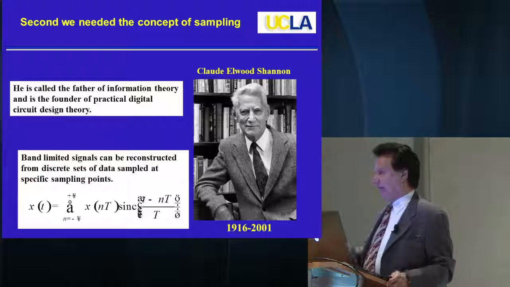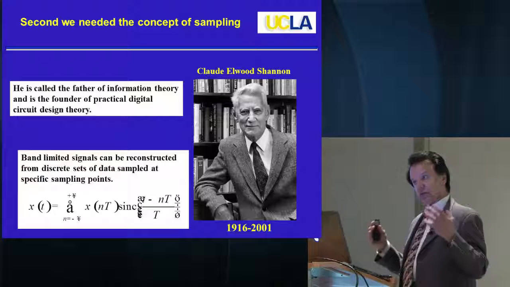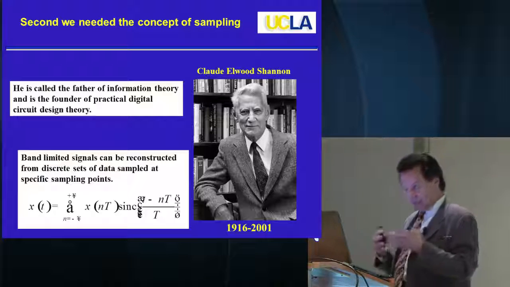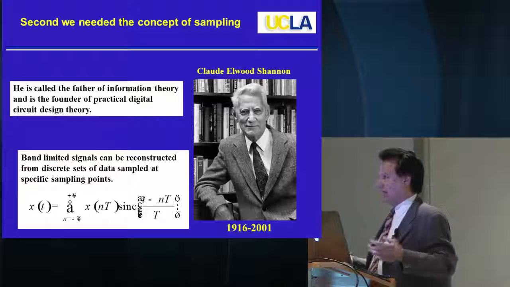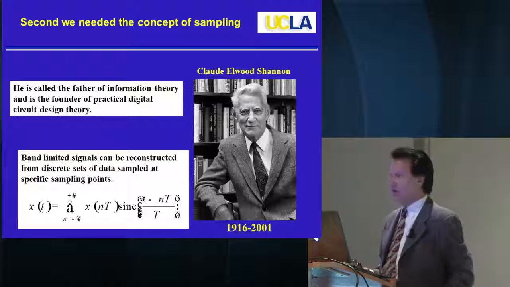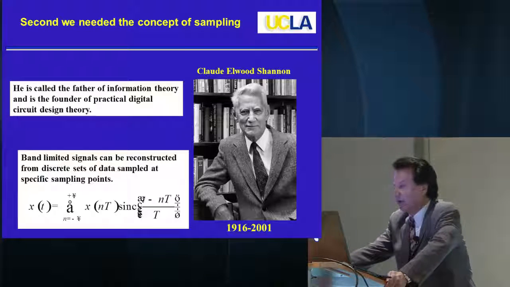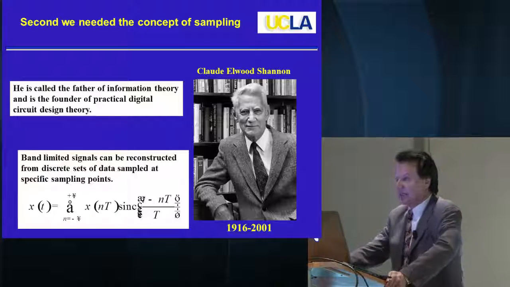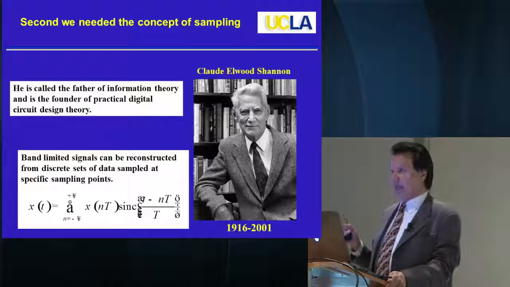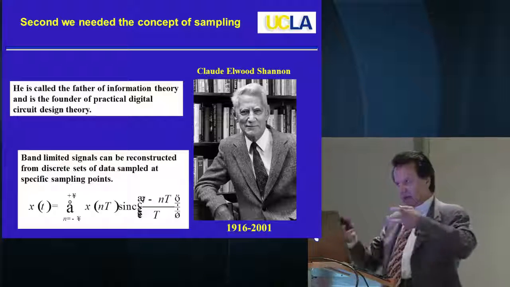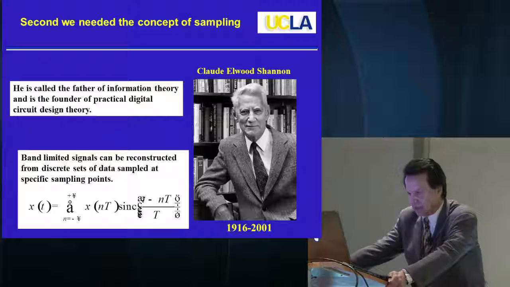Maxwell's equation was the first piece of the puzzle to bring us to the big dream of mankind: connectivity, any place, anytime, and so forth. The next important puzzle was discovered by Shannon, and that's the concept of sampling, because sampling allowed us to bring in all this digitization and so forth.